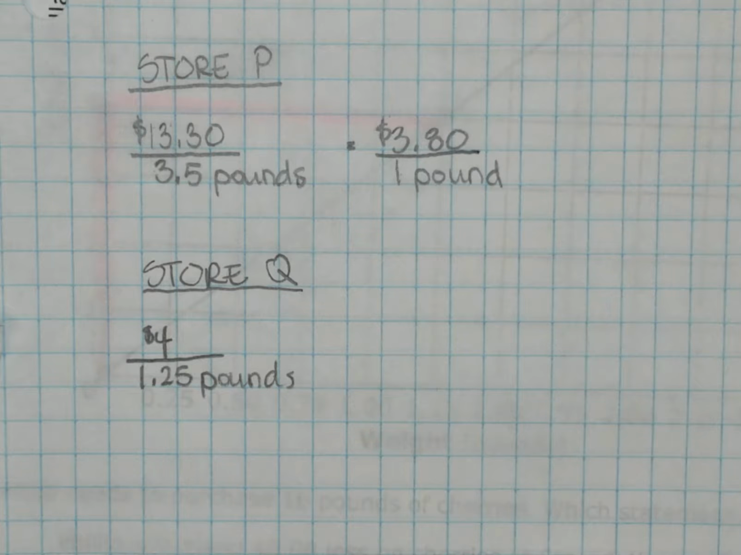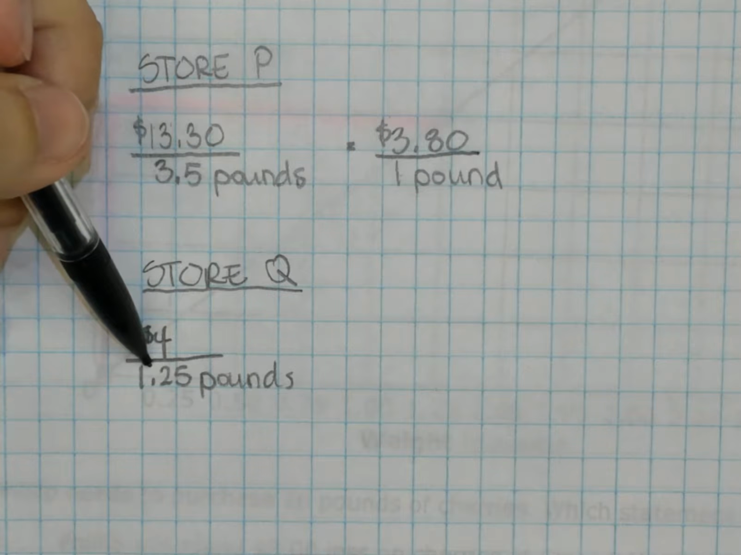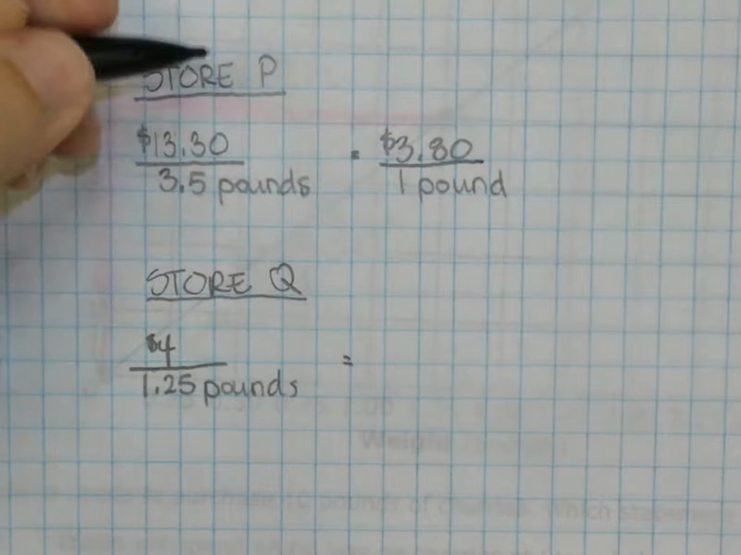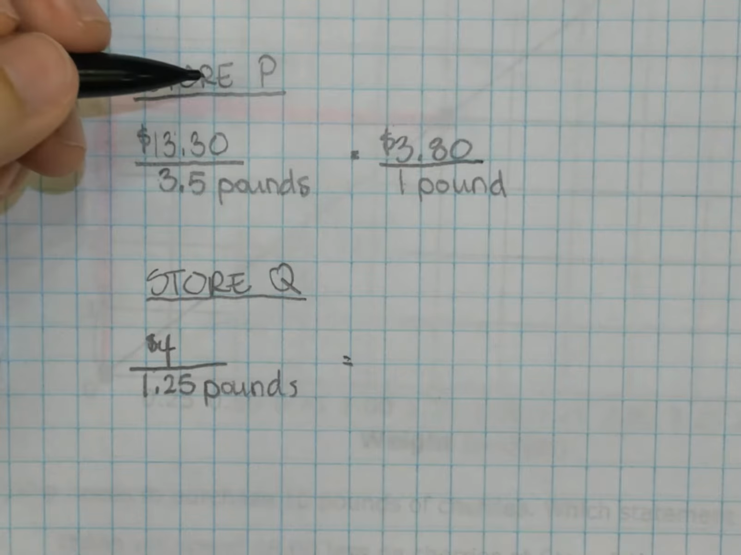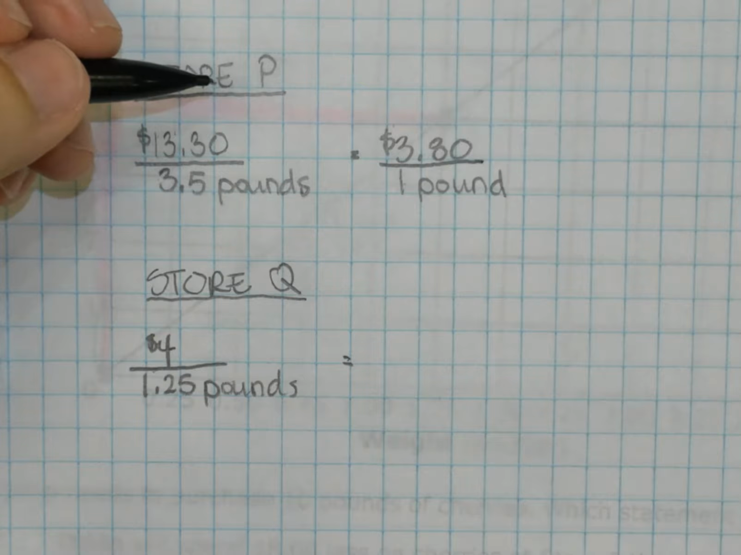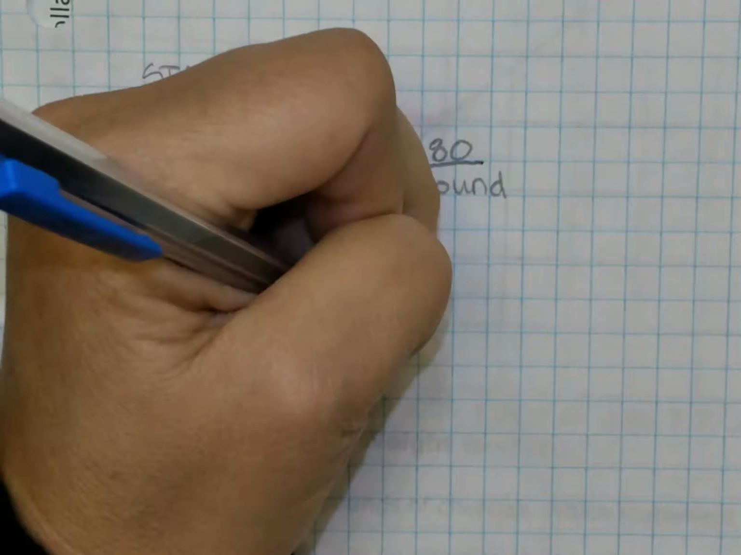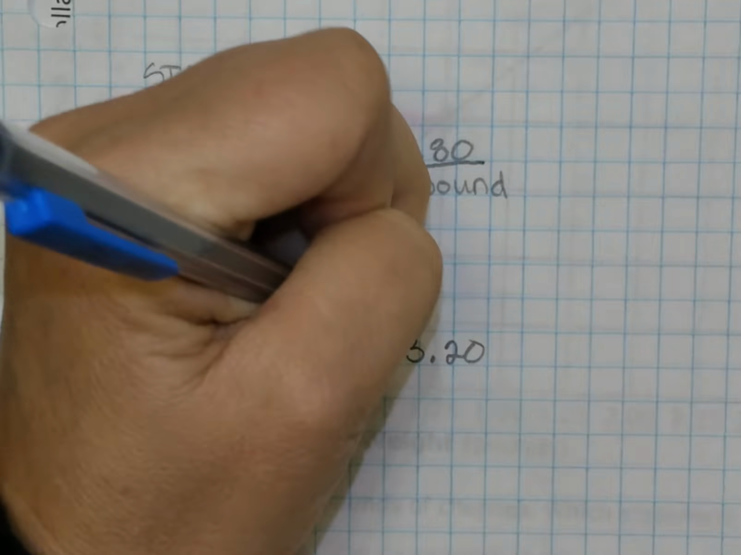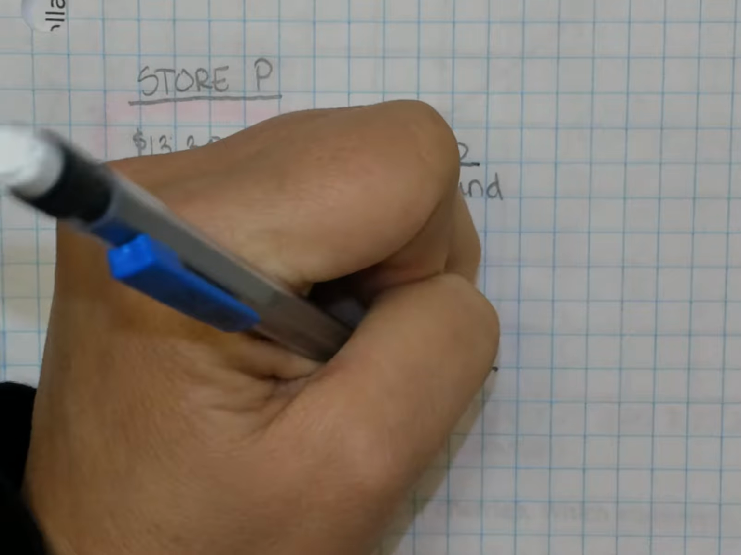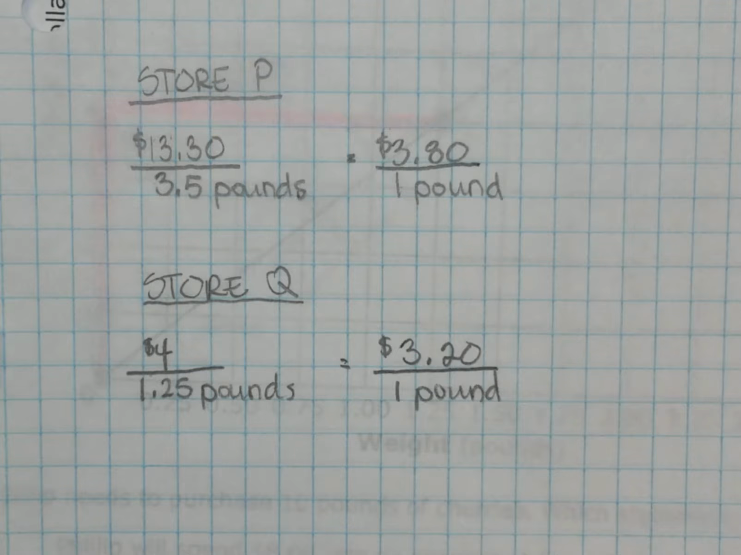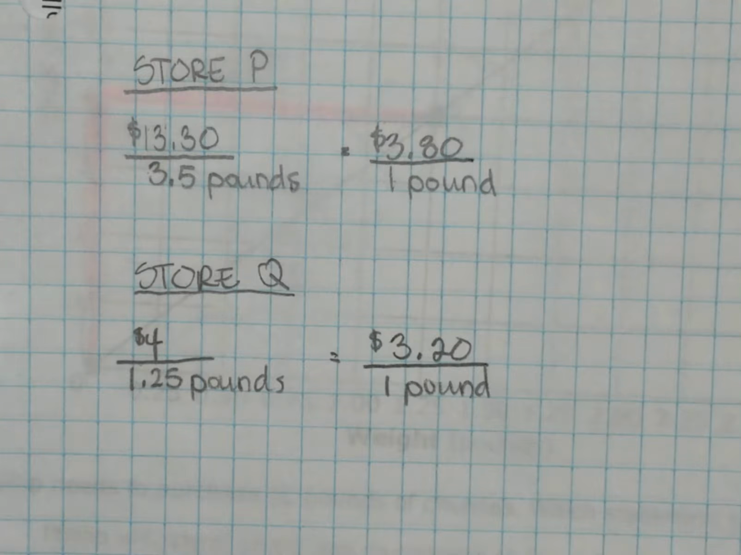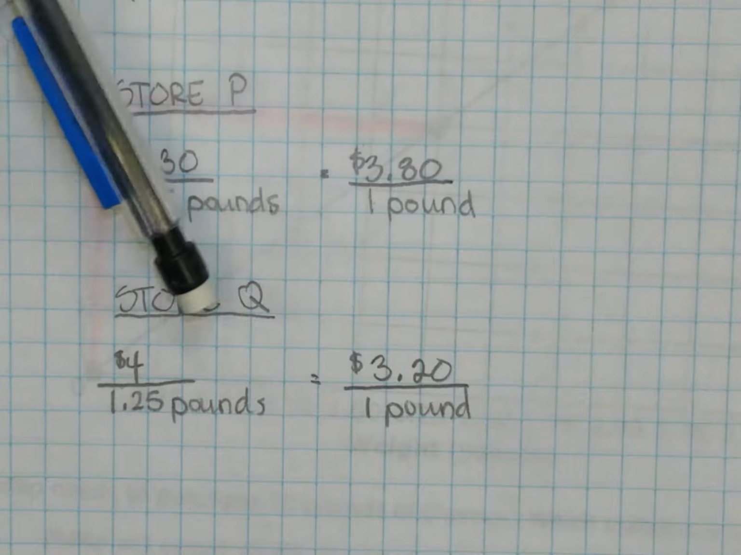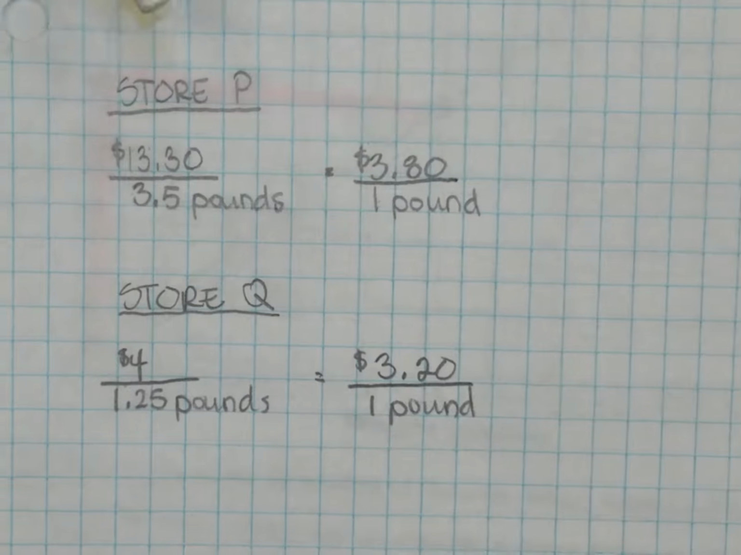Right, so here's my information. Now I'm going to take my $4 for 1.25 pounds. I'm going to find the unit rate by dividing. So 4 divided by 1.25 in my calculator says 3.2. So that means it's $3.20 for 1 pound. Okay? So now I know that store P is a little more expensive than store Q per pound.